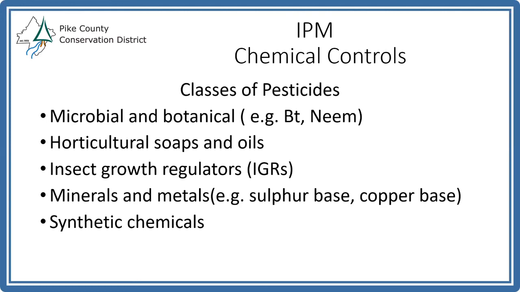They went no further. There are insect growth regulators, IGRs. What those do is they prevent the insect from developing so it cannot reproduce. That's some of the newer pesticides out there, that's how they work. Then of course you have your minerals and metals, such as your sulfur-based fungicides or copper-based fungicides. And then also, last but not least, are the synthetic chemicals, which would be things like Sevin and things of that nature.